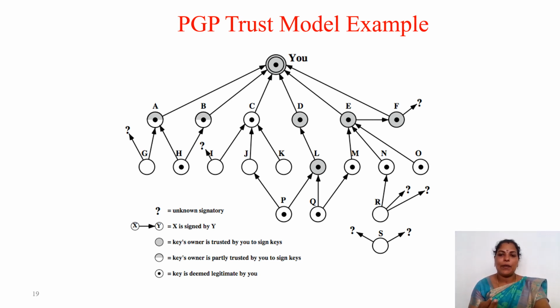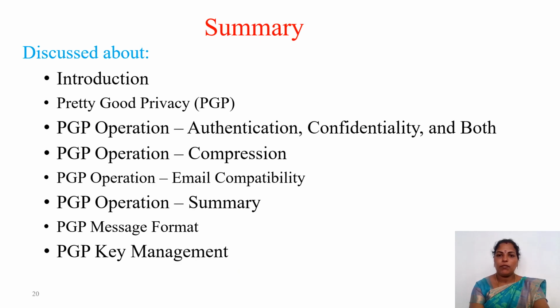Here each and every user acts as a certificate authority. We are just giving the authorization to sign, whether it is partial permission, fully trusted permission, a legitimate key, or an unknown signatory. So many different variants of the trust model are there. Based on where we are getting the mail from, we can trust the mail. So this is one way of trusting the mail using PGP.